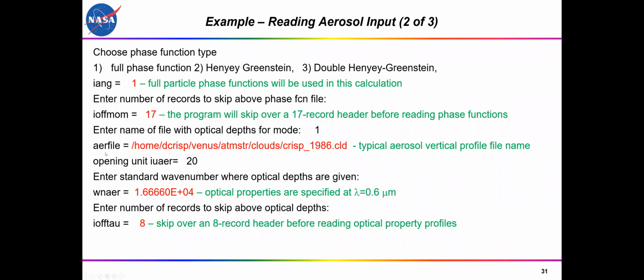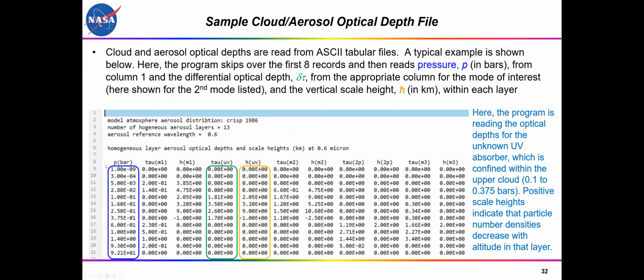So in this particular file, I'm going to jump over the first 8 records at the top of the file to get over this header that I don't need. I'm going to read the vertical grid here, where the pressures are specified. Notice these are specified not in pascals, but in bars. I can use any unit, bars, hectopascals, whatever. I'm going to scale them later.